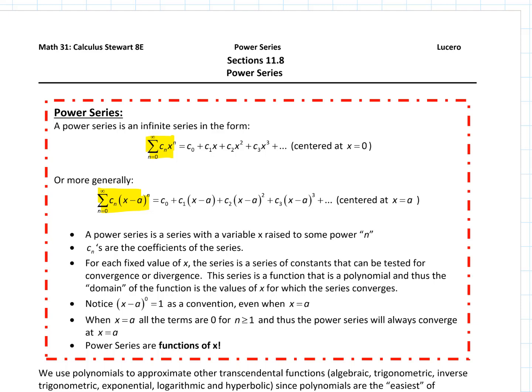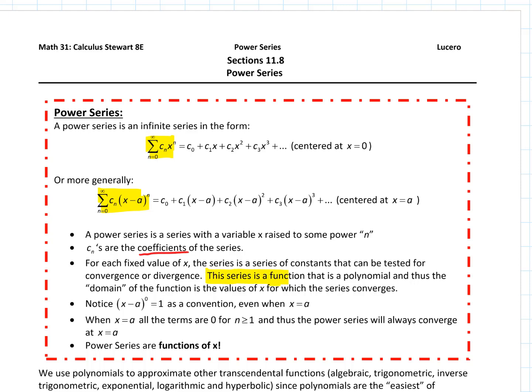We call the c sub n's the coefficients of the series, and for each fixed value of x, the series is a series of constants. So when we actually plug x's into these, then we have a series of constants that we could look at for convergence or divergence. Okay? So the series is actually a function that is a polynomial.